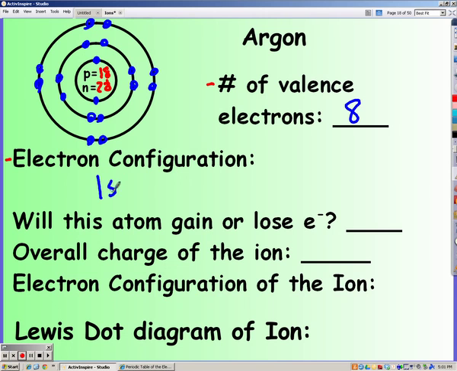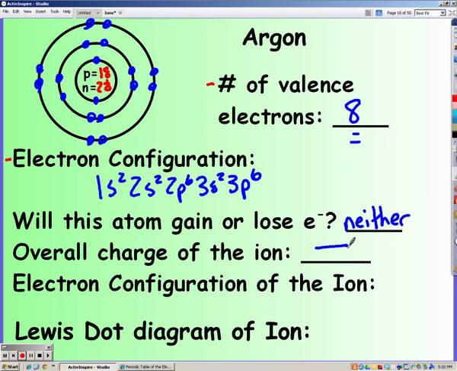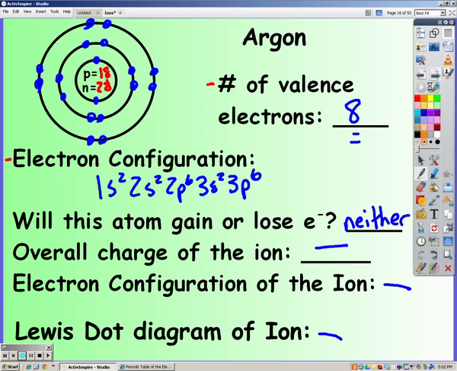Your electron configuration should have been 1s2, 2s2, 2p6, 3s2, 3p6. So we have 8 valence electrons already, and the octet rule says that we want to have 8. So there's no need for this element to gain or lose. So it's going to do neither. So it's not going to form an ion. So you can ignore the other 3 questions. Remember that your noble gases have full outer shells, and so they don't participate in bonding. And so they don't make ions.